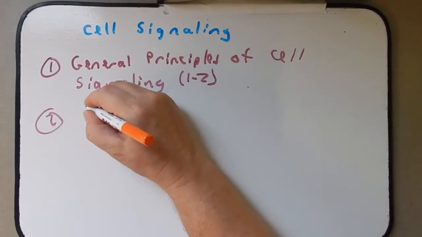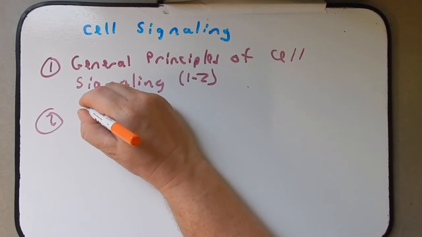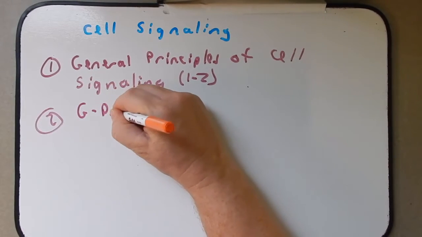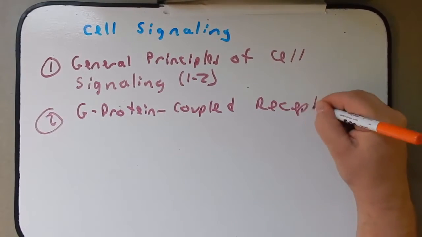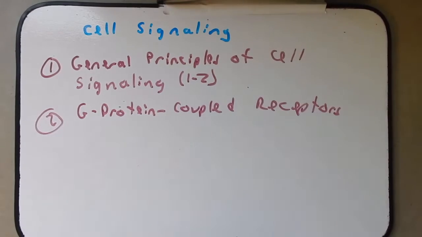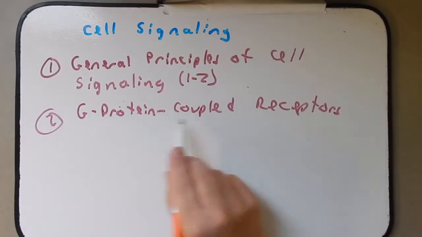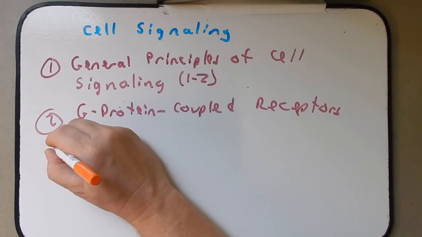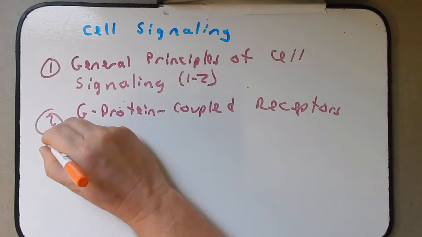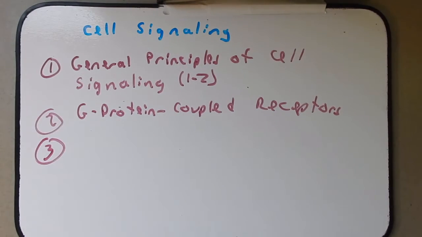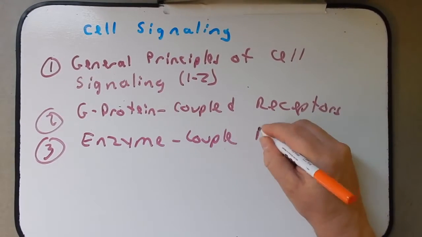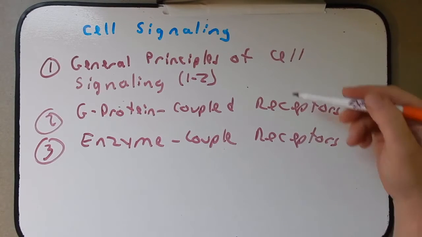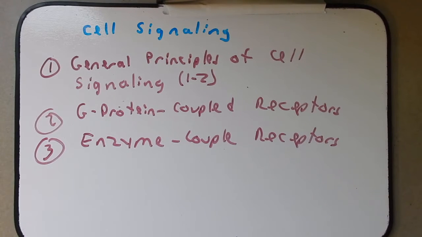In the next podcast, or group of podcasts, we'll talk about G protein coupled receptors. We'll introduce them in these first podcasts, but we'll go into much greater detail in the next group of podcasts for the next class. And then we'll finish this group of podcasts on cell signaling talking about enzyme coupled receptors. But let's get started with some of the general principles of cell signaling.